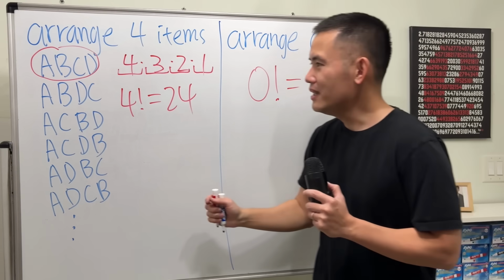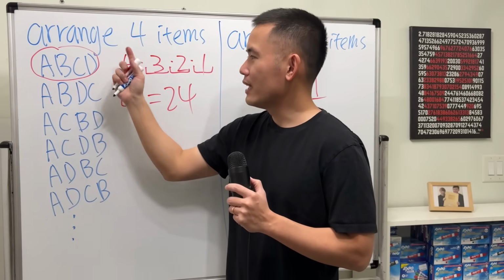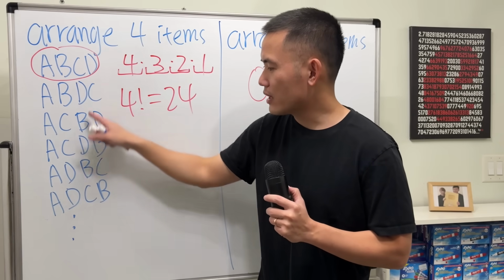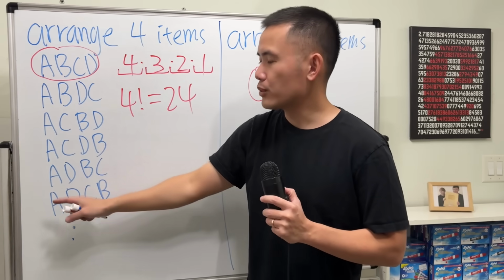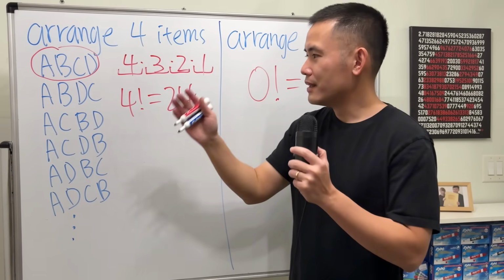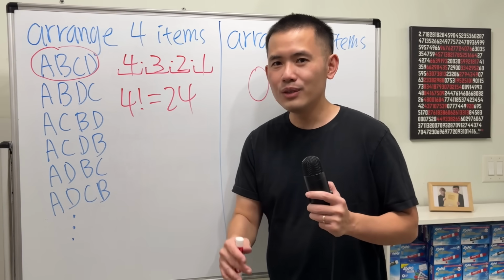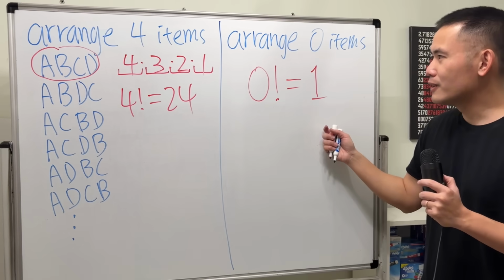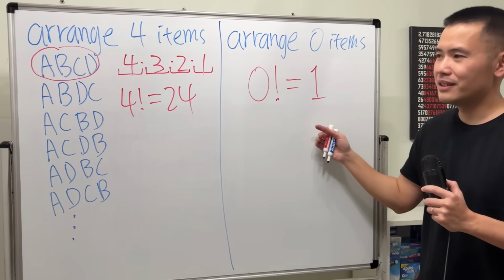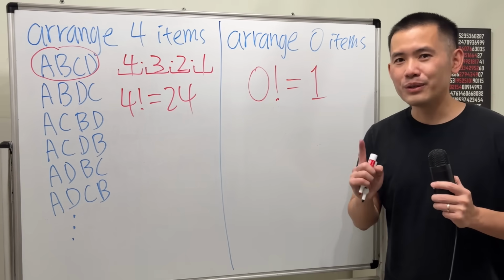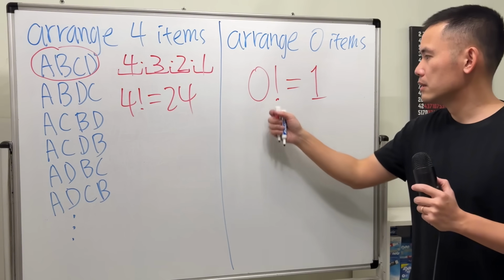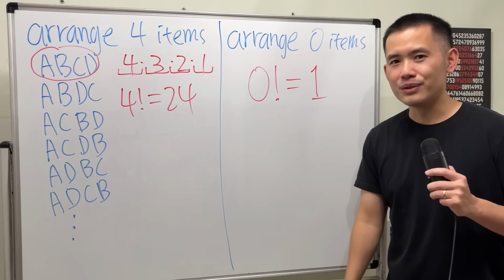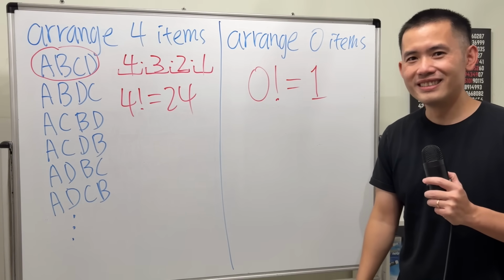As opposed to earlier, when you have 4 different items, right here we have 6 different configurations already, where A is going first, and then we have B going first, C going first, and D going first, a total of 24 ways. But right here, you don't have anything on the board. That's the only thing that you're going to see. Therefore, 0 factorial is equal to 1. The only thing that you have to do is to do nothing at all. That's it.